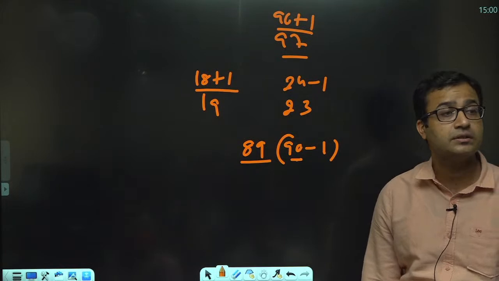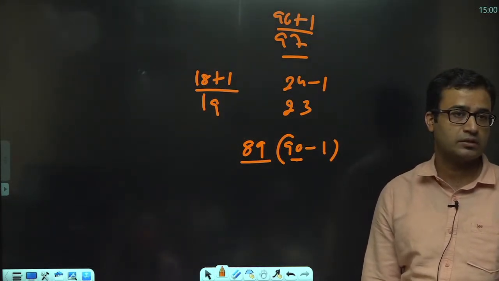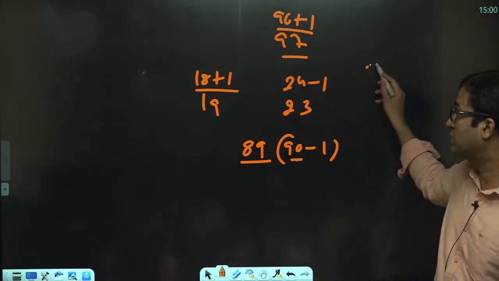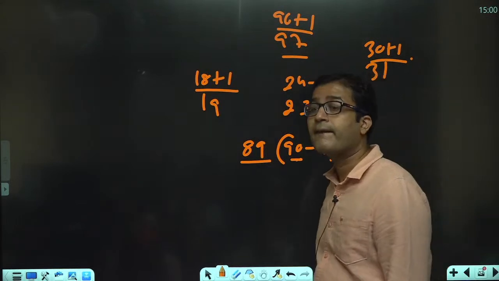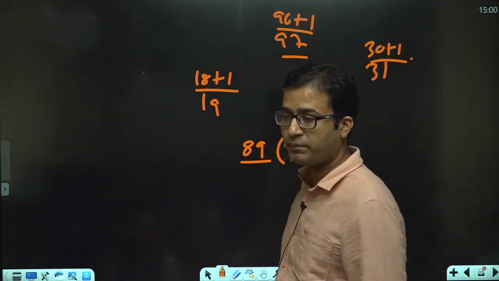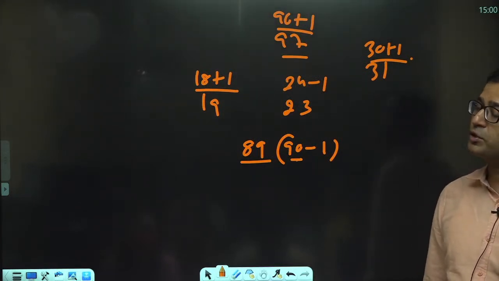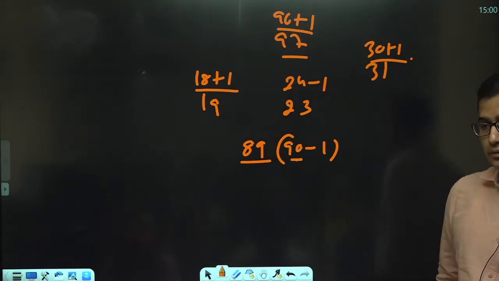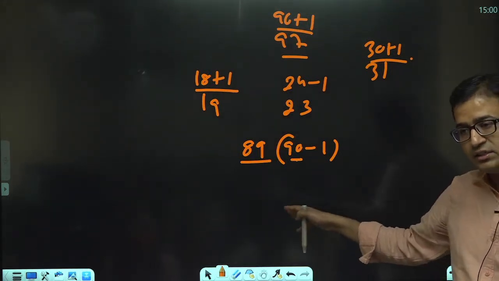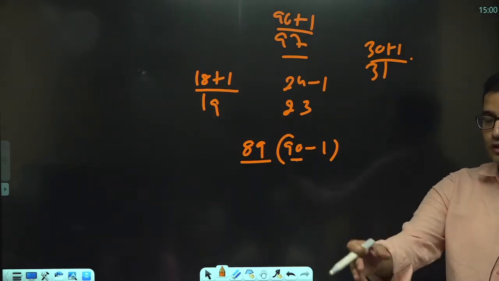23, हाँ जी, 23 is 24 minus 1. 31 is a prime number, 30 plus 1. 27 is not a prime number. 27 प्राइम नंबर क्यों नहीं है? हाँ, तो ये प्राइम नंबर के लिए है, ये कंडीशन प्राइम नंबर के लिए है. What is your question?